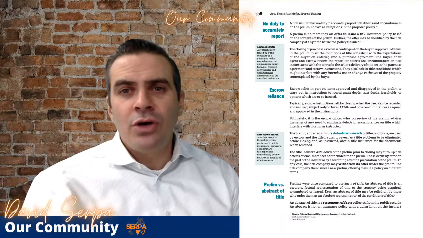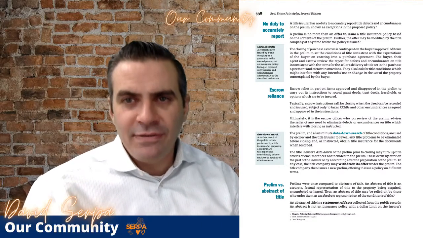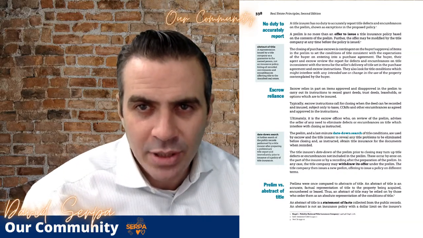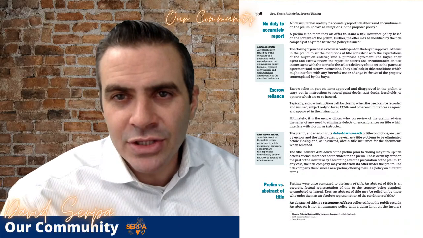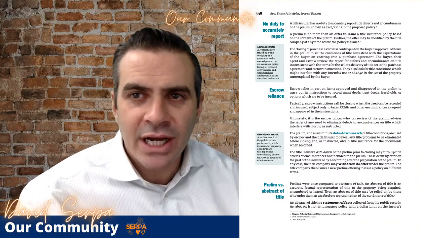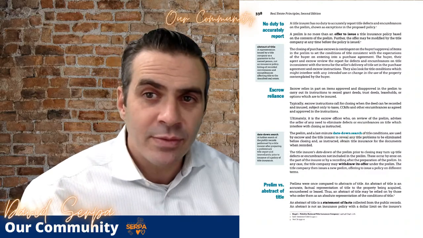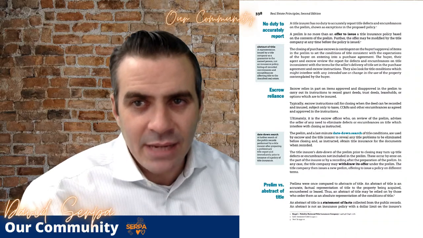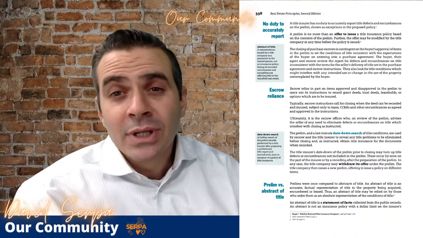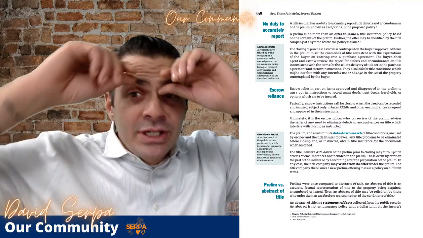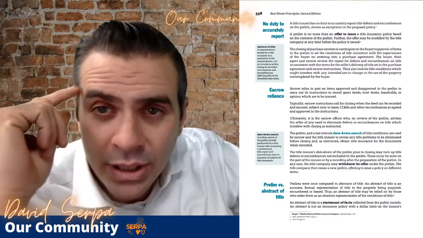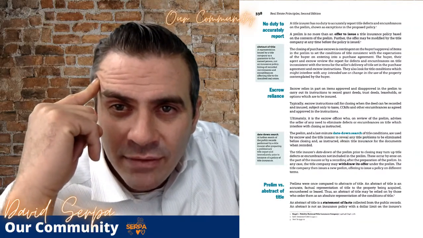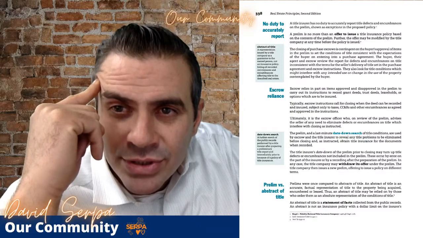No duty to accurately report. A title insurer has no duty to accurately report title defects and encumbrances on the prelim, shown as exceptions in the proposed policy. A prelim is no more than an offer to issue a title insurance policy based on the contents of the prelim. Further, the offer may be modified by the title company at any time before the policy is issued. The closing of purchase escrows is contingent on the buyer's approval of items in the prelim to set the conditions on title consistent with the expectations of the buyers on entering into the purchase agreement.